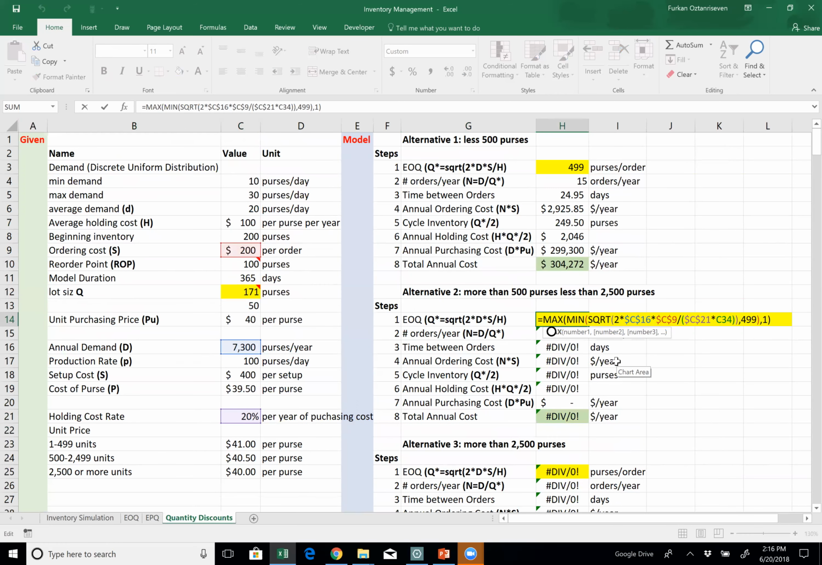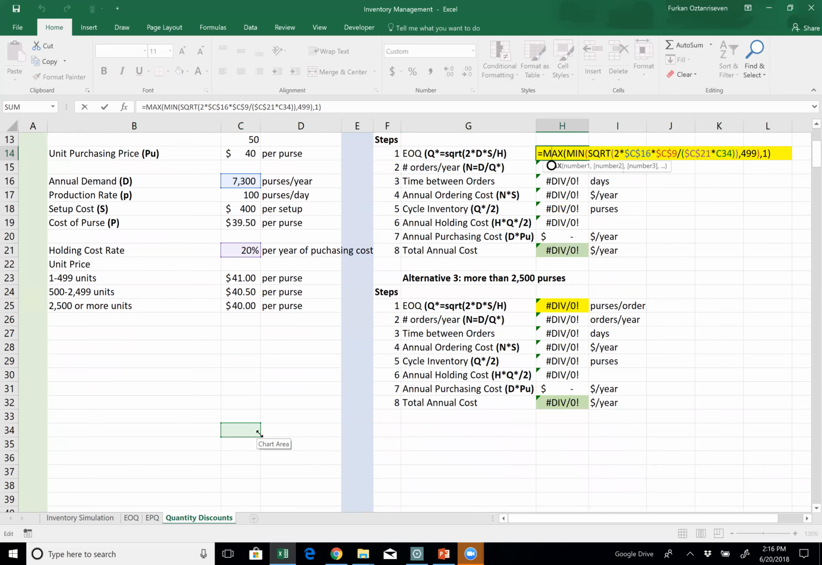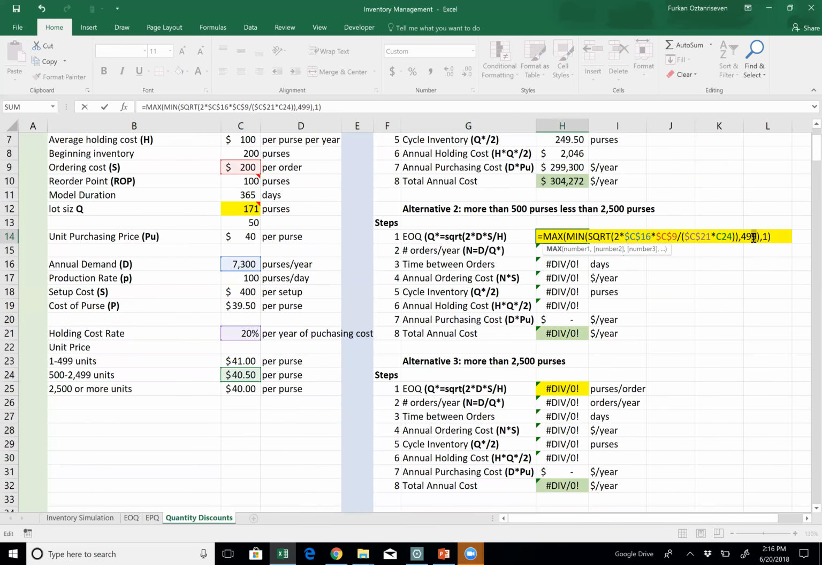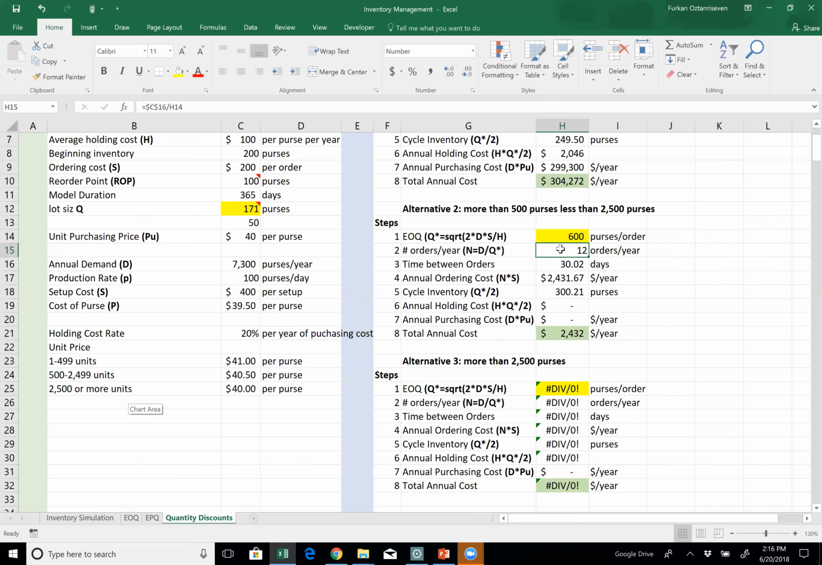So looks like we need to change this green cell, which is supposed to be the purchasing cost, this cell right here, green cell, right? That should be $40.50 this time. That's what I changed. My upper bound is not $4.99. My upper bound is $24.99. So I will put $24.99 here. And my lower bound is not 1 anymore. It is 500. Okay, so that is fixed.